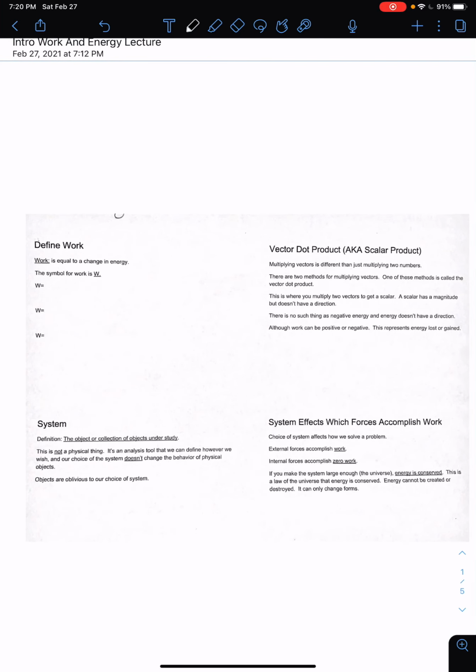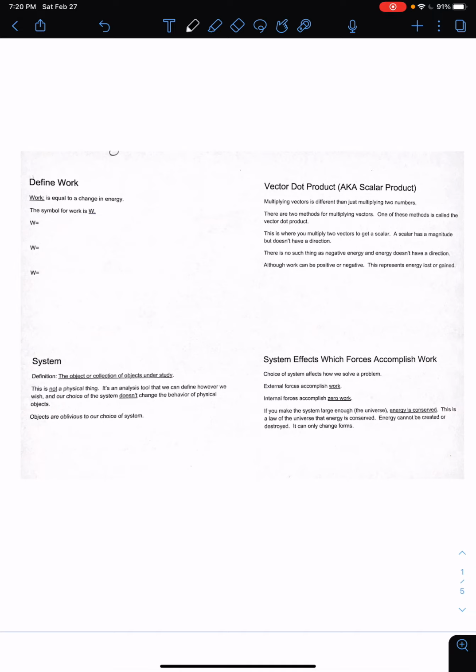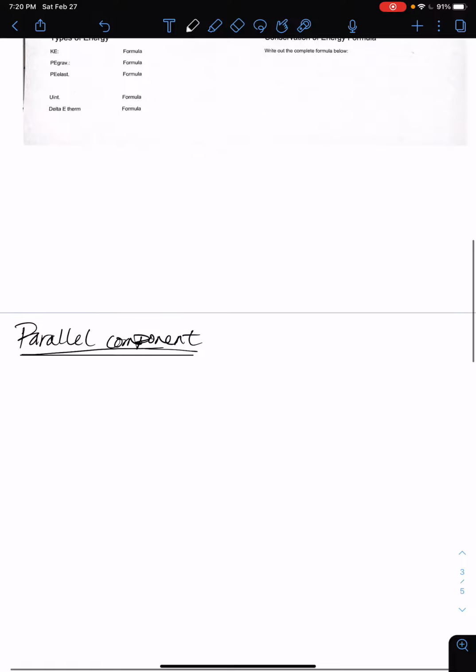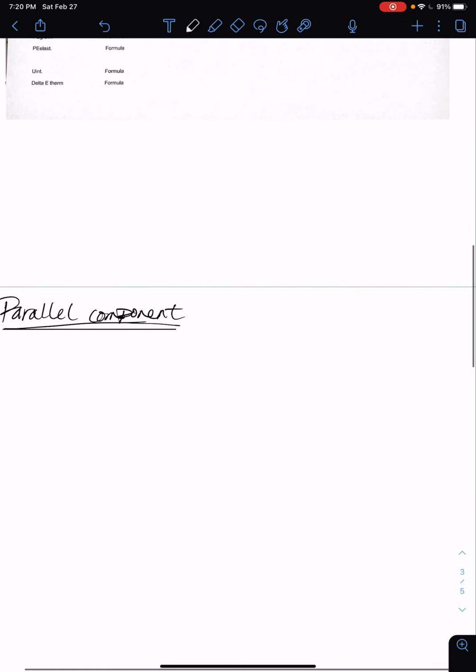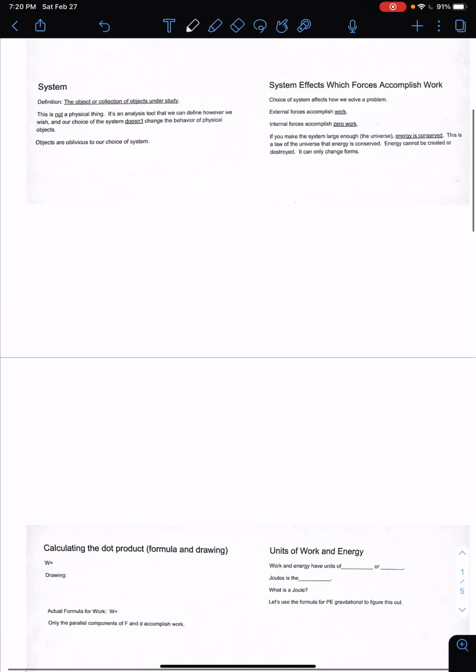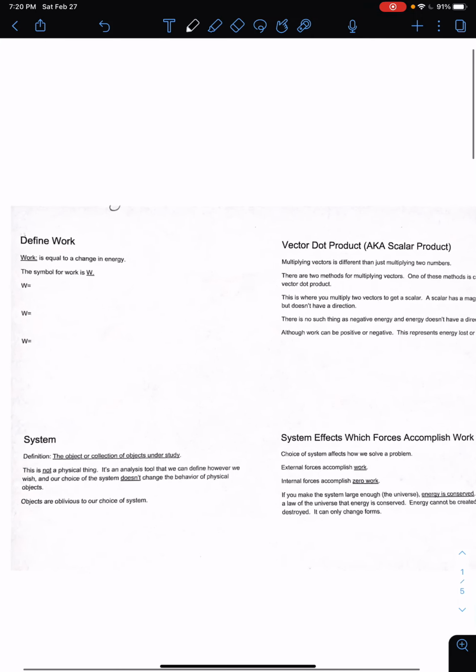Okay, so we're going to do an intro lecture into work, and there's about 8 slides here that I want to talk about, and then there was a couple extra ideas about a parallel component and types of work that I also want to go over. So let's get to it.